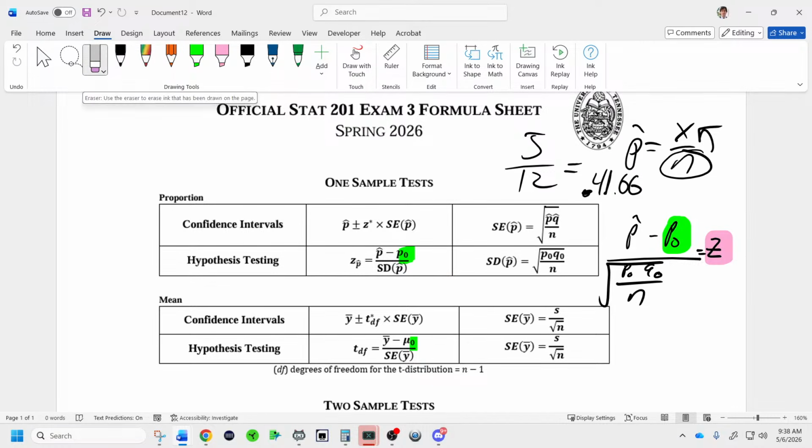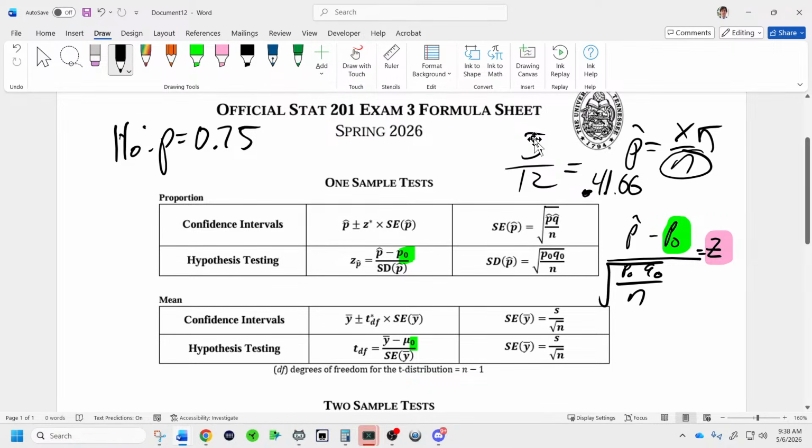So questions would say something like, we believe 75% of UT recycles. So the null would be that the true proportion of UT that recycles is equal to 75%. And that makes that P naught. Then if we see 5 out of 12 students recycle, well, 5 would be X, and N would be 12, and P hat would be 41.66. Or as a percent. We multiply it as a decimal, so make sure you use it as a decimal.